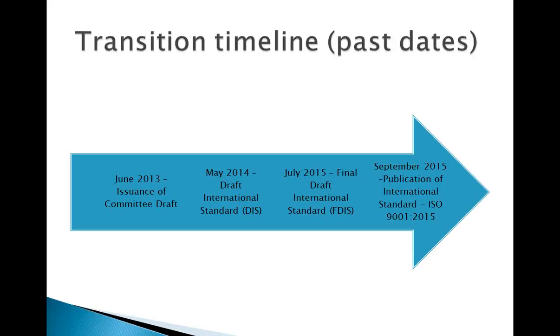In May of 2014, we saw the issuance of the draft international standard. Believe it or not, there were some companies out there that began planning their quality systems based on this document. That document, in turn, gave way in July of last year to the final draft international standard, or FDIS. That document was roughly 95 or 96% of what became the final standard, the certifiable standard, which of course was published in September last year.